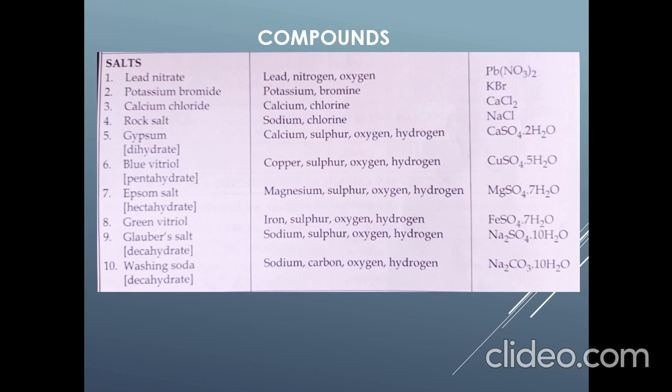Lead nitrate. Lead nitrate consists of lead, nitrogen and oxygen, Pb(NO3)2. Next is potassium bromide, potassium and bromine, KBr. Calcium chloride, calcium and chlorine, CaCl2. Rock salt, sodium, chlorine, NaCl, which we use for cooking food.